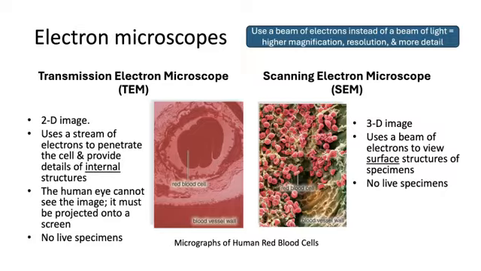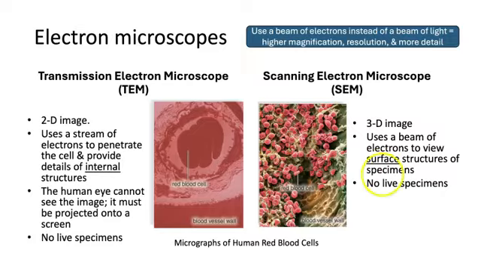With our scanning electron microscope, we'll see more of a 3D image, and what's cool about this one is that we're able to use it to scan the surface of the cell and really understand the shape and morphology of the cells, and we wouldn't be able to use live specimens here either.